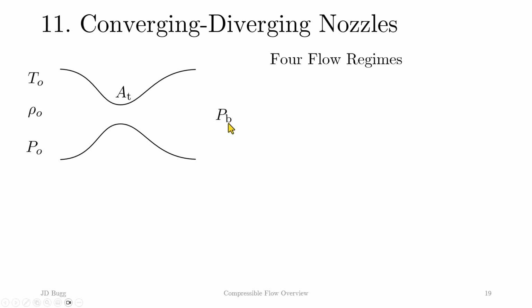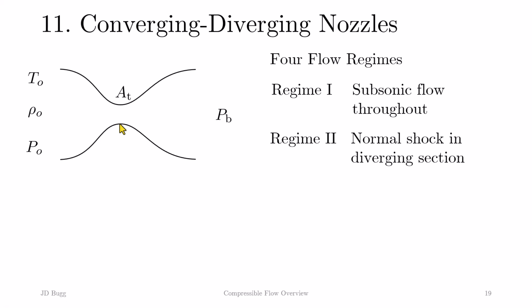As PB is first reduced below P0, we get regime 1, where the flow is subsonic throughout the converging diverging nozzle. Eventually we reach Mach 1 at the throat. If we reduce the back pressure further, a normal shock appears at the throat as we enter regime 2. As we continue to reduce PB, the normal shock gets stronger and moves downstream. There would be subsonic flow up to the throat. From the throat to the normal shock would be supersonic flow, and downstream of the normal shock, we would have a subsonic flow again.